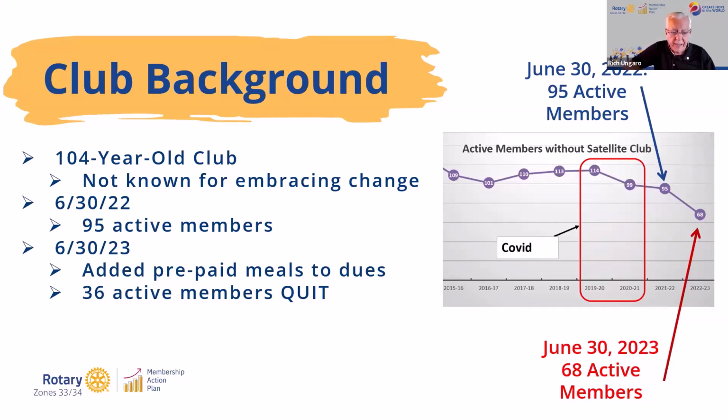But then we decided, in April or May, I guess it was, we presented to everybody that we wanted to stop allocating our fundraising dollars to help cover the costs of running the club operation. So we put the prepaid meals into the dues. And when we did that, we lost 36 active members. So we went down to 68 active members in June of 2023. At the same time, I attended this MAP seminar that we're all on right now.